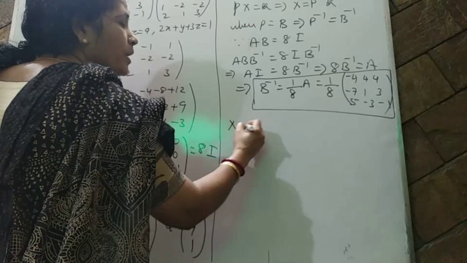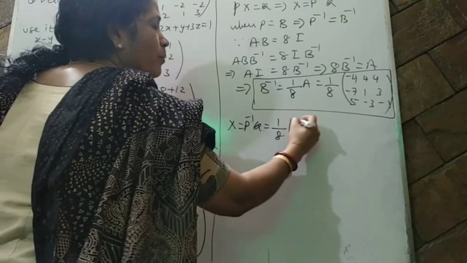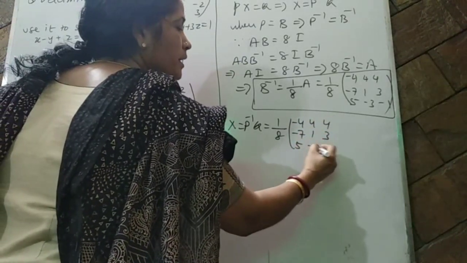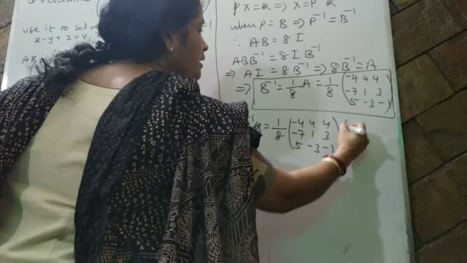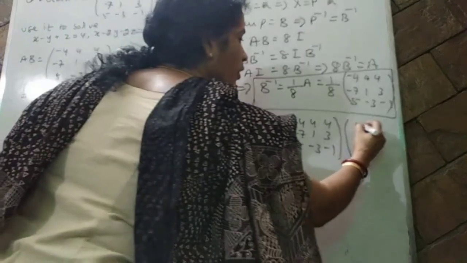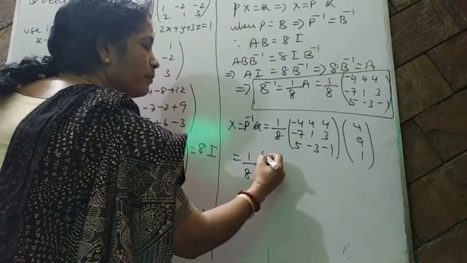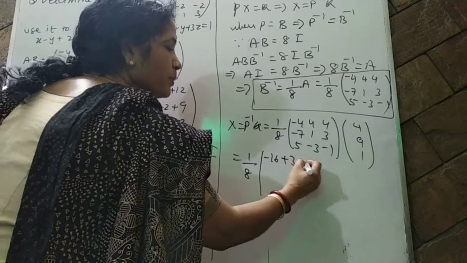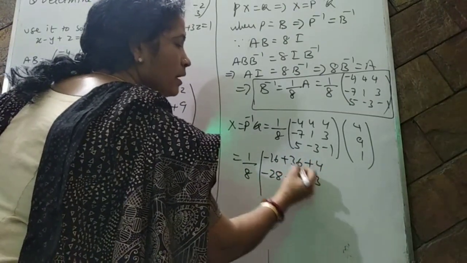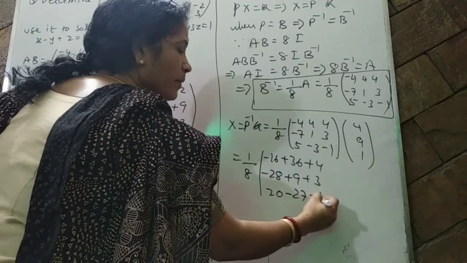Now X is equal to P inverse Q. So that is P inverse, we have 1 upon 8 into minus 4, 4, 4, minus 7, 1, 3, 5, minus 3, minus 1, into the Q matrix. So what is the Q matrix? 4, 9, 1. Now if I multiply this, I will get minus 16 plus 36 plus 4. And then minus 28 plus 9 plus 3. And then here, beta, check the calculation, 20 minus 27 minus 1.